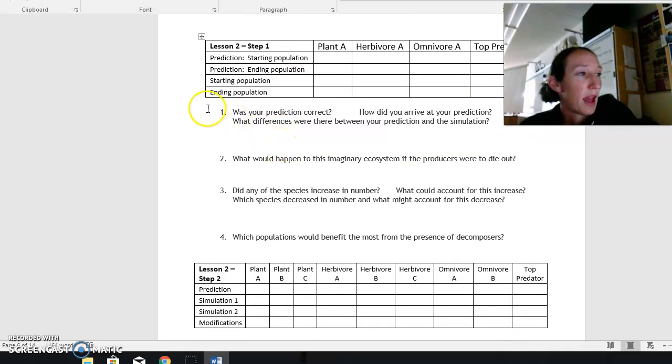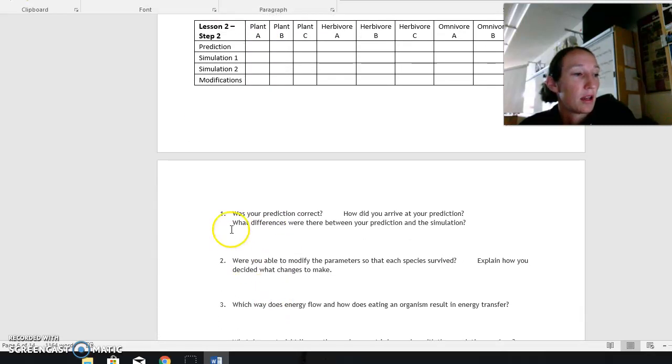Do not worry about answering question 1 about predictions, because once again, we're not doing the prediction portion of the table. So you can get rid of this number 1 and this number 1.